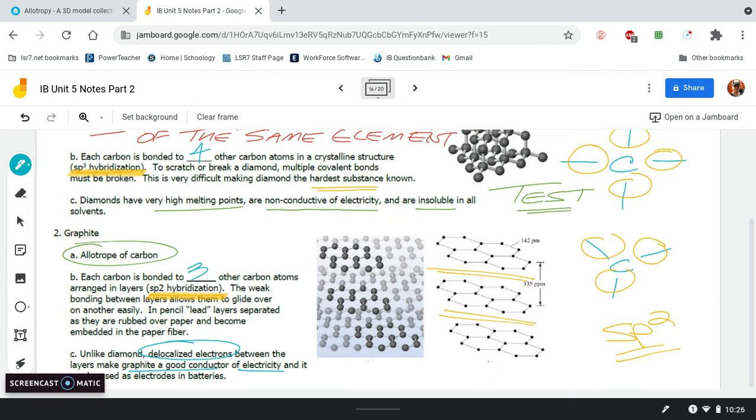And so if you're looking at differences, you can look at the hybridization difference. You can look at the electricity conducting, yes versus no. And you can look at the hardness difference, very soft or fairly soft versus very, very hard for the diamond.